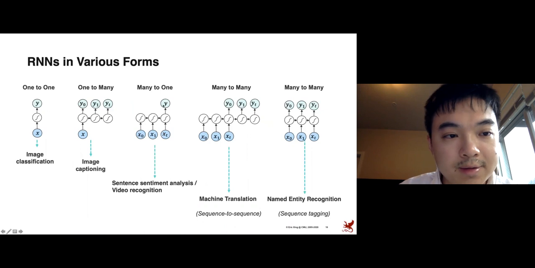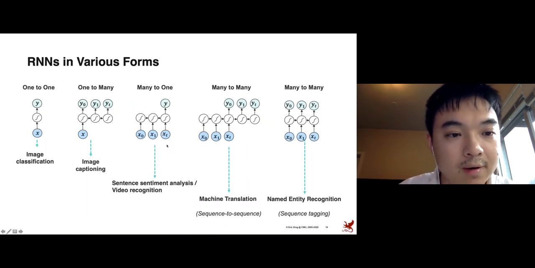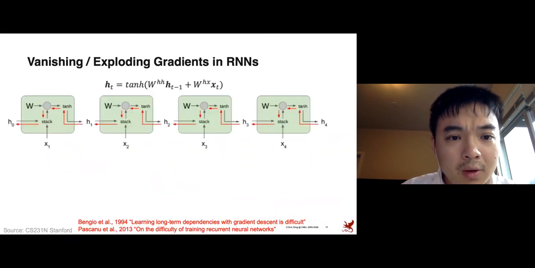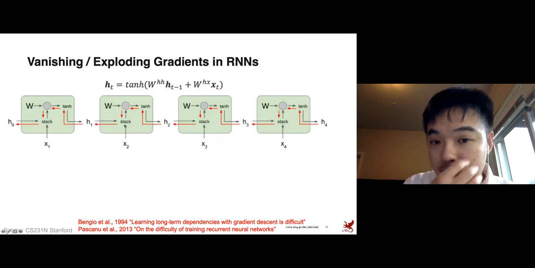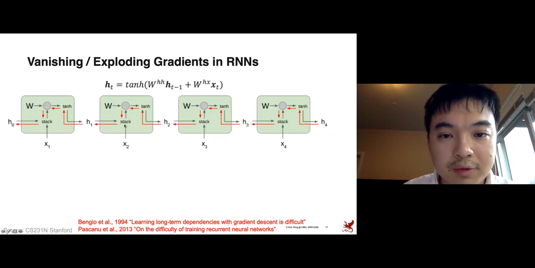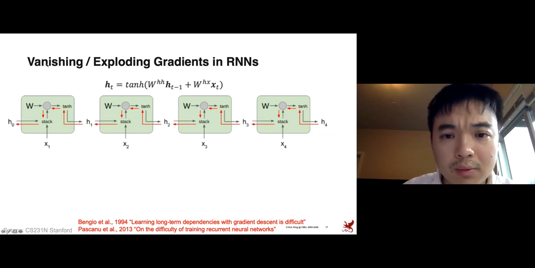Yeah, so these are the basic commonly used forms of recurrent networks. In a standard recurrent network, there is a key challenge for training the recurrent networks. This challenge is called vanishing or exploding gradients.